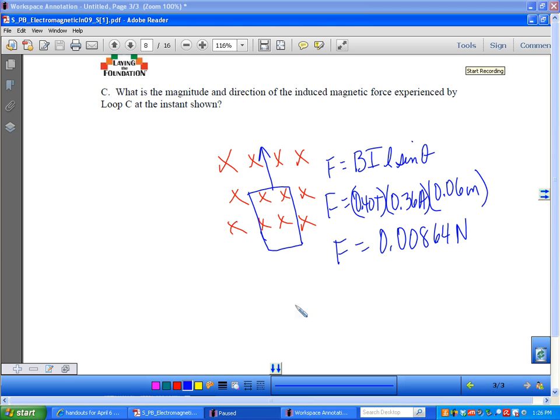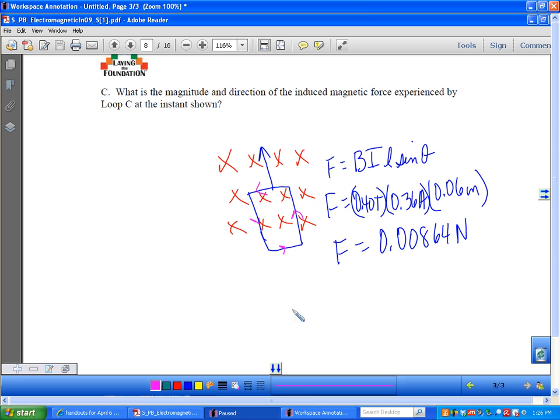Now we need the direction. Well, it's being moved in that direction, and being moved in that direction is going to cause an EMF to be induced, and as a result, a current to be induced. So I want to talk about that first. It is increasing into the page, so I need to set up a current that will increase out of the page. So I'm going to point my thumb of my right hand out of the page, and my fingers are going to curl counterclockwise. So there's the direction of the current flow.